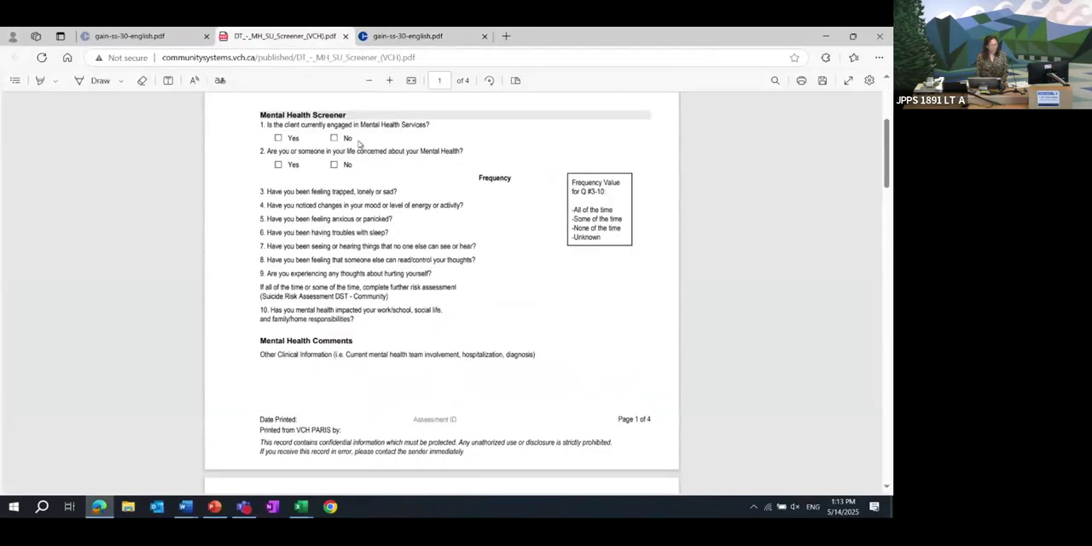So here I have a hard copy of what the screener would look like. The first question is, is the client currently engaged in mental health services? If the client answers yes, then you would move on to the substance use screener portion. If they answered no, then the clinician would proceed to the second question: are you or someone in your life concerned about your mental health?